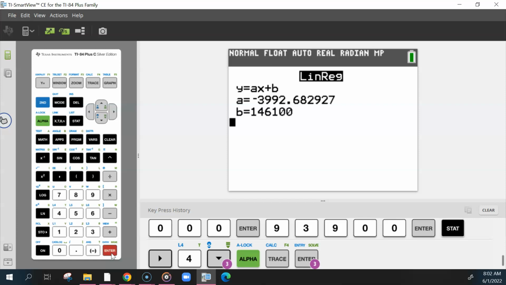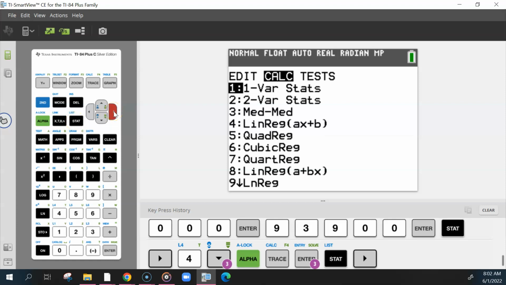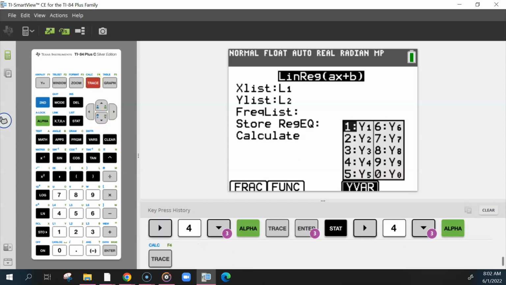Where are you at? Go back to Stat, scroll over to Calc, and hit number 4. Go down to store regression equation, alpha trace, enter 3 times.